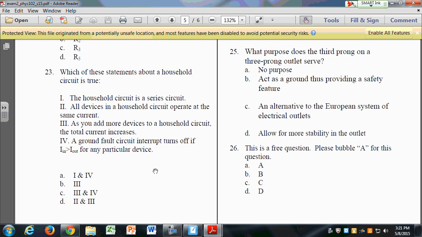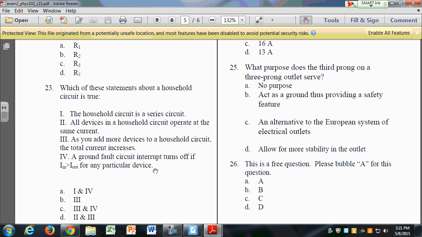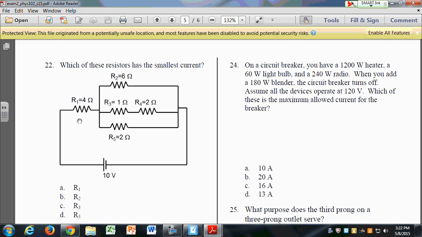All right, on this test, more questions? You'll feel okay with circuits? We'll take a look at a circuit. All right, let's just take a look. All right, let's look at this one.